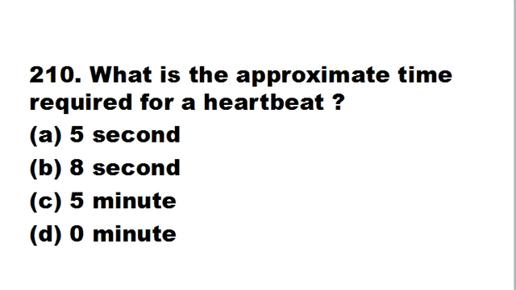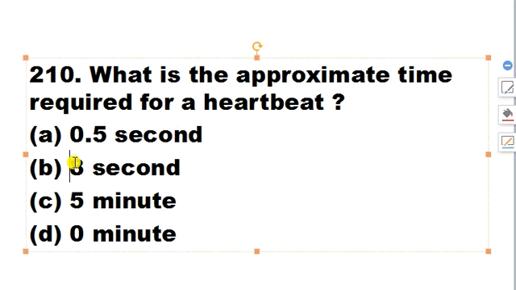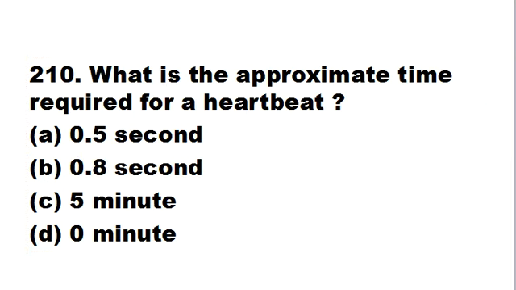What is the approximate time required for a heartbeat? 5 seconds, 8 seconds, 5 minutes, 0 minute. Correct the options: this is 0.5 second and this is 0.8 second. Let's understand. Your heart beats 72 times in 1 minute. That means 72 heartbeats in 60 seconds. Then it's around 0.8 second for one heartbeat. It takes around 0.8 second for one heartbeat. So here the correct answer would be 0.8 second. If you divide 60 by 72, then the correct answer is 0.8 second.